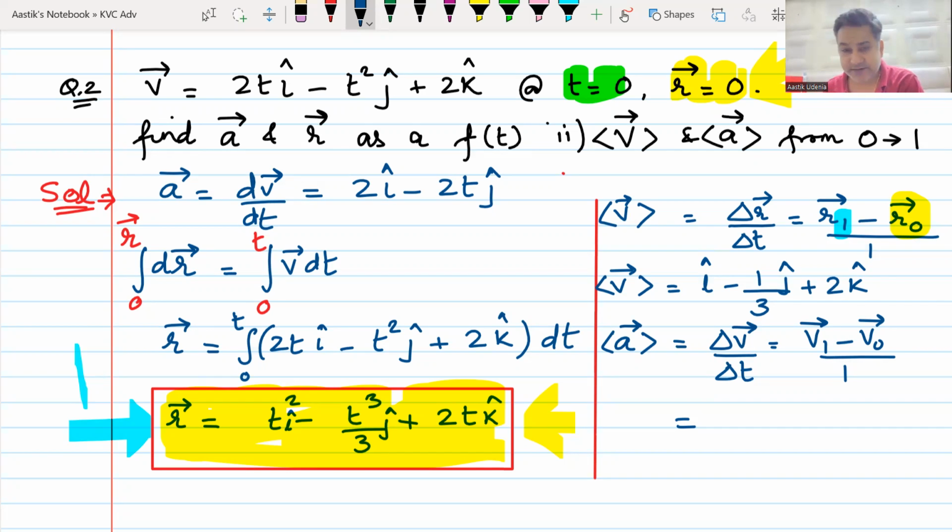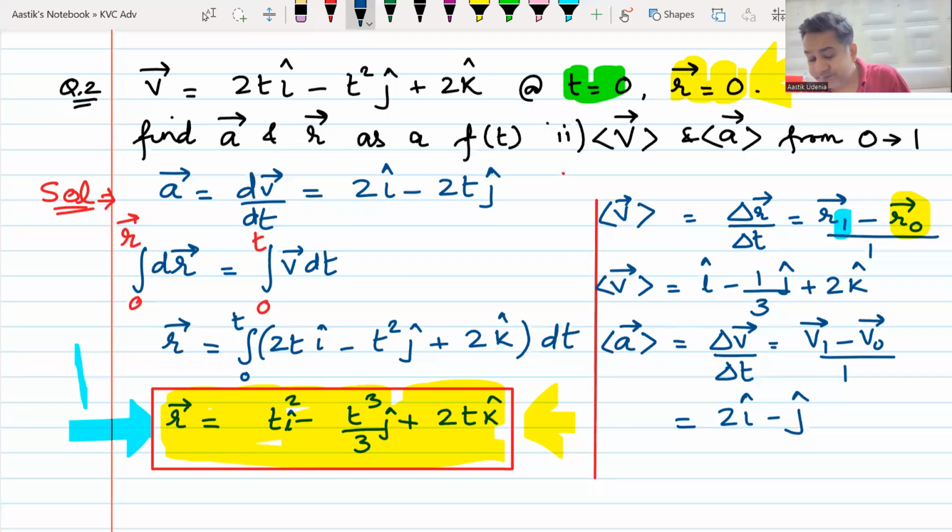Put the value of time as 0, put the value of time as 1, then subtract. I think the answer that you will get is 2i minus j divided by 1. So the answer would be 2i minus j. This is the average acceleration from 0 to 1 seconds. Do we understand this? Yes or no? Can I have raised hands from everyone that we understand this? Only 3 people have understood this. What about the others?